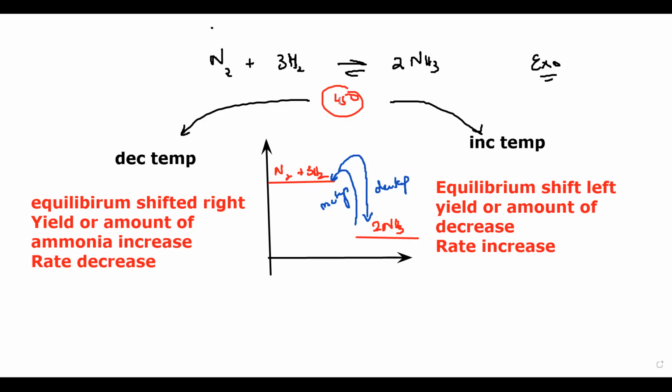So that's why we prefer around 450 as a good temperature, to have a better yield as well as an optimum rate. And the same thing applies if we have a reversible reaction with gases involved: there is the effect of the pressure. We are using 200 atm. But what will happen if we increase the pressure or decrease the pressure?